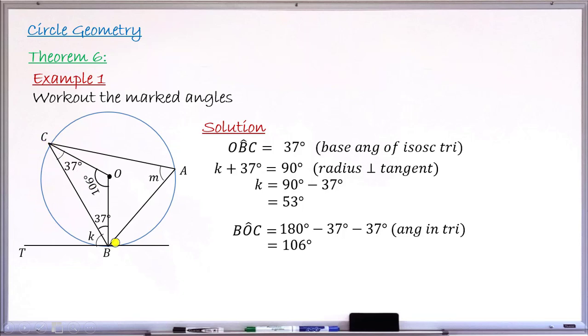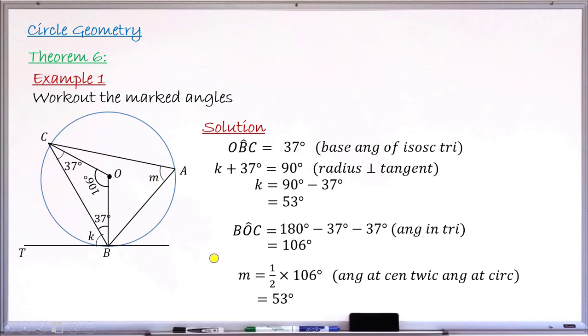And it is this arc that subtends 106 at the center that is the same arc that subtends angle M at the remaining circumference. And theorem 1 says angle at the center is twice angle at the remaining circumference. So I can now say my M is equal to half of 106. That is, you take half of the angle at the center, it will give you the angle at the circumference. So half of 106 gives 53 degrees. And the reason here is angle at the center is twice angle at the circumference. So the angle M is now 53 degrees.